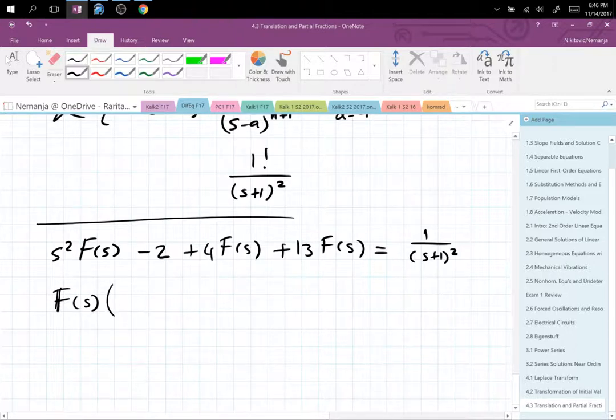and that will give us s squared plus 4s plus 13. There was supposed to be an s there. And then this minus 2 goes to the other side as plus 2.